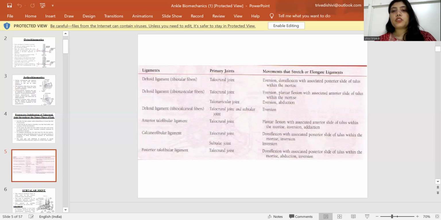In the talonavicular joint, eversion and adduction movements are stretched. In the deltoid ligament, talocrural joint and subtalar joint, eversion is involved. Anterior talofibular ligament. Talocrural ligament.